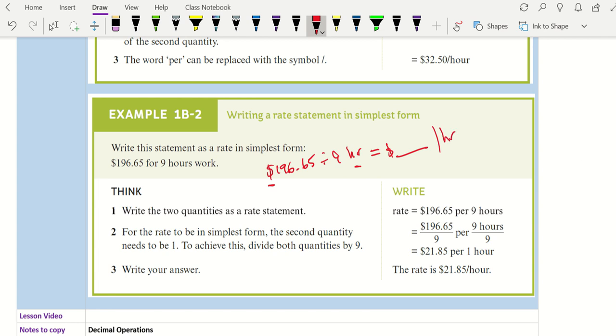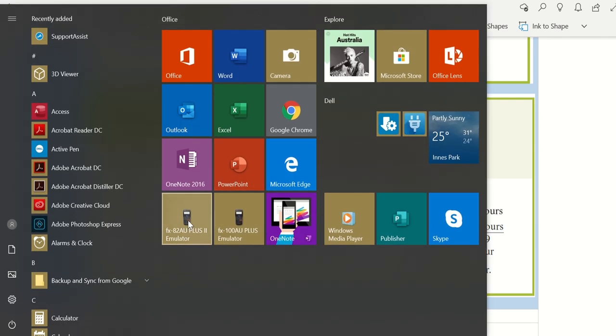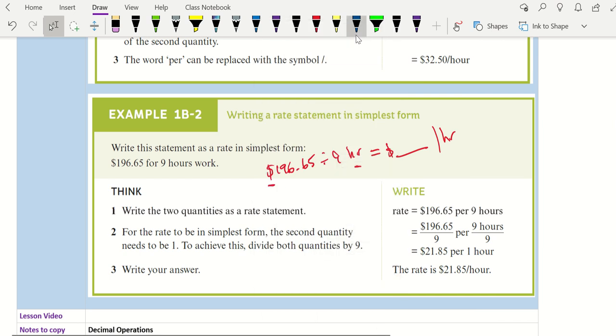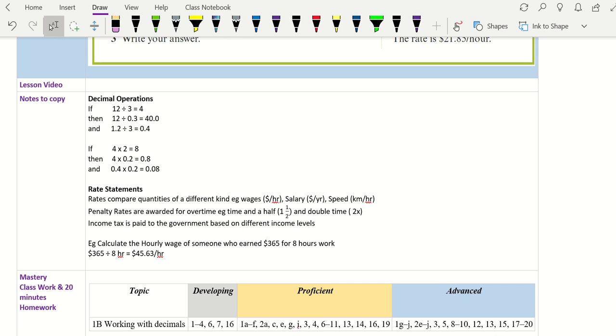But sometimes we might also go, say, kilometres per hour. And you'll notice that we'll put that kilometres just in front of that forward slash or that per sign. So let's get back onto the idea we're talking about. 196.65 divided by 9 hours. So all I will do is go 196.65 divided by 9, and that's 21.85 per hour. So I just write 21.85 per hour.